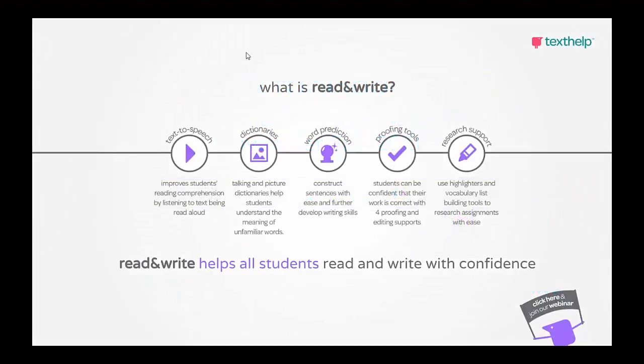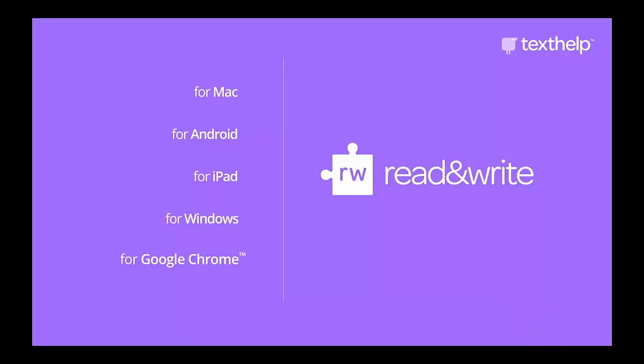So, what is Read&Write? Read&Write is what we call a Swiss Army knife of student support tools. We have text-to-speech, dictionaries, word prediction, proofing tools, and study skills support tools. But the thing to take away from this is it helps all students with their reading and writing and with their confidence in the classroom.